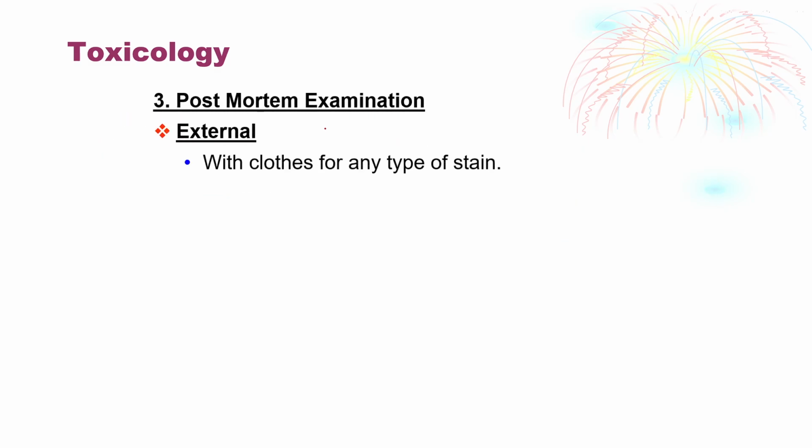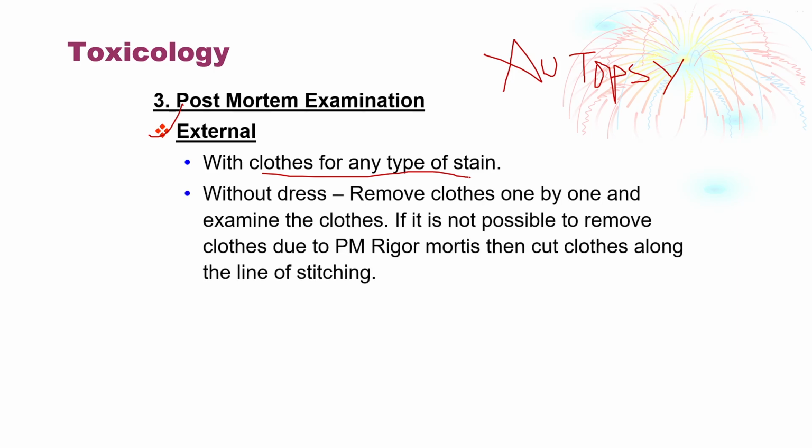Now, in the third, we'll go for the postmortem examination, the most important one, the autopsy. I will be discussing the autopsy itself in a different topic: what is autopsy, and what are the different types of autopsy. Autopsy is the external and internal examination of the body for finding out the cause of death. If we are going for the external examination, clothes having any stains are very valuable evidence. Other than this, we will remove the clothes one by one, step by step.